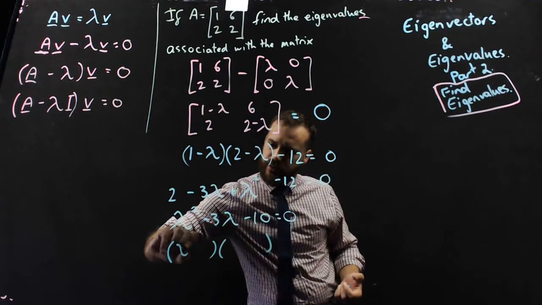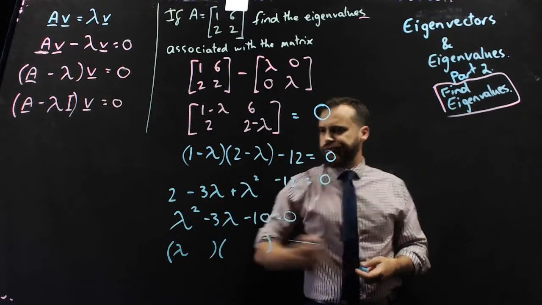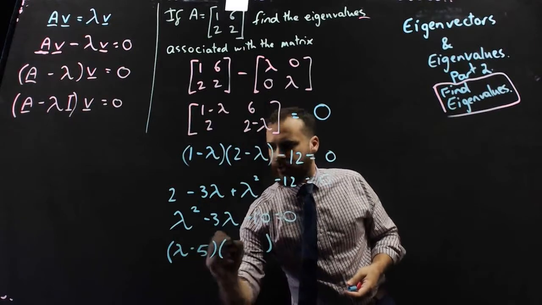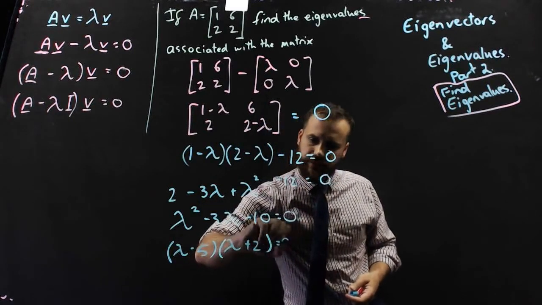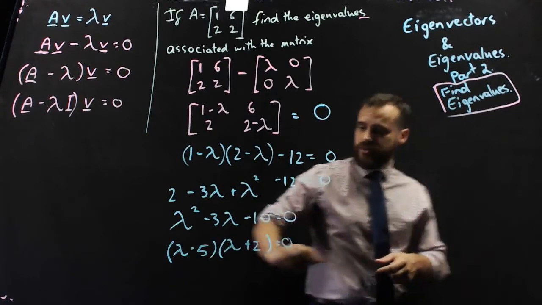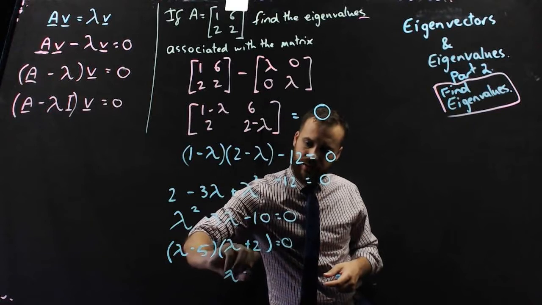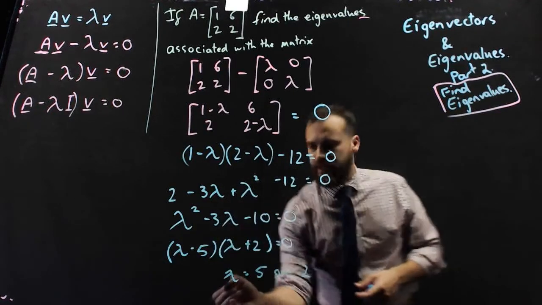Now that you've got that, you can just solve it, so it'll factorize quite neatly into (lambda minus 5)(lambda plus 2). And so that means that our lambda values, lambda equals 5 or negative 2.